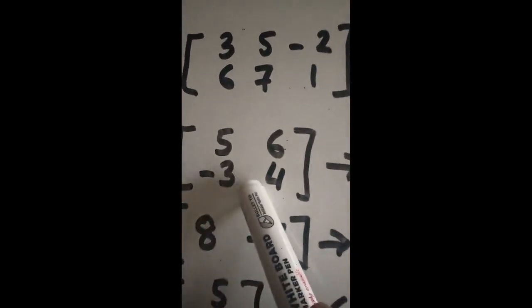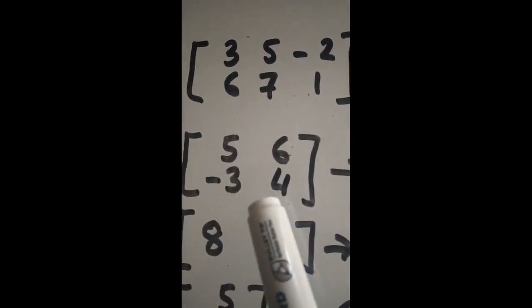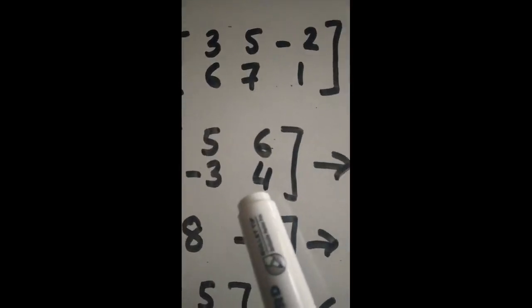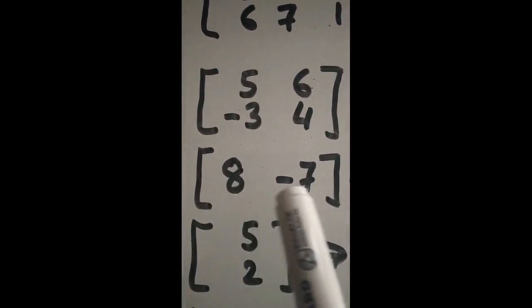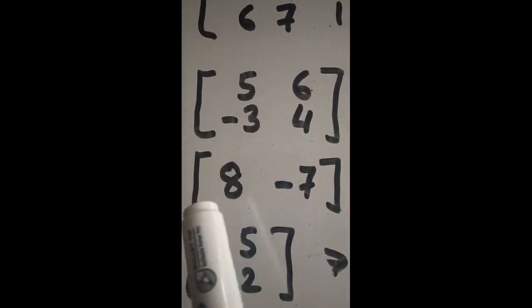Now we look at the next matrix, which is a square matrix. The rows and columns are both the same, two rows and two columns. So whenever rows and columns are the same, it is called a square matrix, and this will have an order 2 into 2. Now in this matrix, if you see, there is only one row. If there is only one row, then we call it a row matrix, and this one will have an order of 1 into 2.